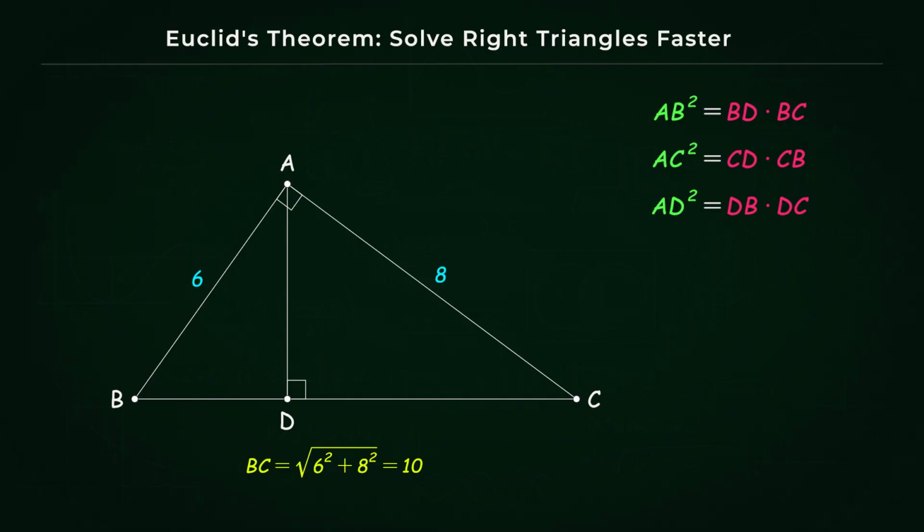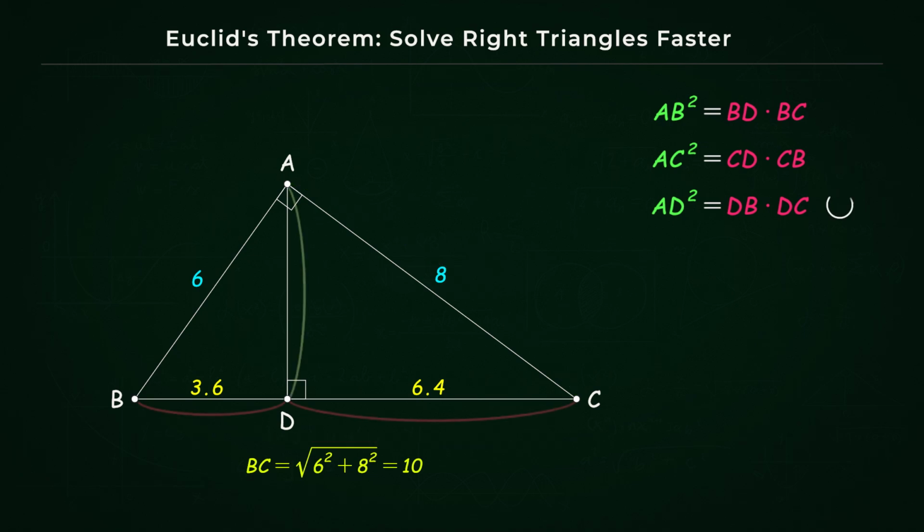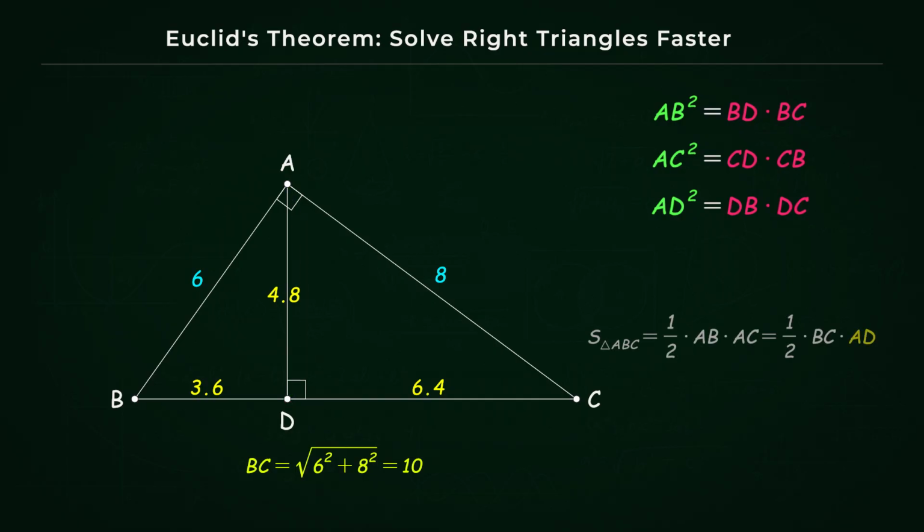From here, we have several options. We can use the projection formula for AB to find BD. We could also use the projection formula for AC to find CD. Finally, we can use the projection formula for AD to find its length. Another way to find AD is to use the area of the triangle to set up an equation, and that gives us all the lengths.